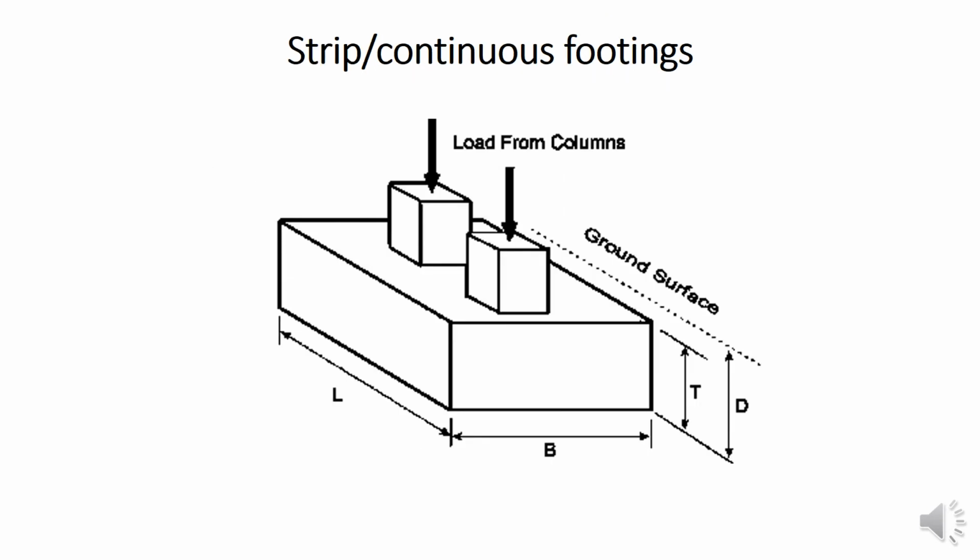Next we will see the strip footing. The strip footing is another type of spread footing which is provided for a load bearing wall. A strip footing can also be provided for a row of columns which are so closely spaced that their spread footings overlap or nearly touch each other. In such cases, it is more economical to provide a strip footing than to provide a number of spread footings in one line.